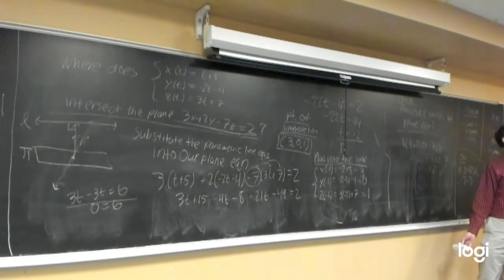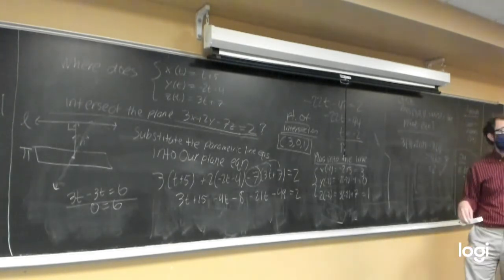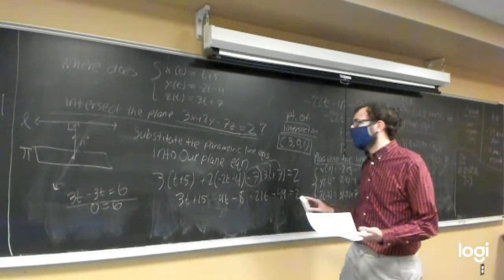A slightly more interesting question, though, what we're going to see on the next page is, what happens if we have 2 lines and we want to find where the 2 lines intersect?